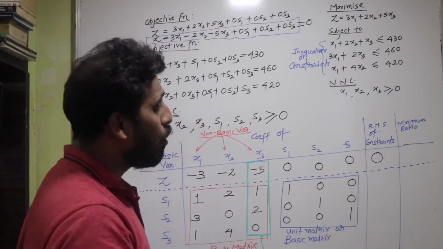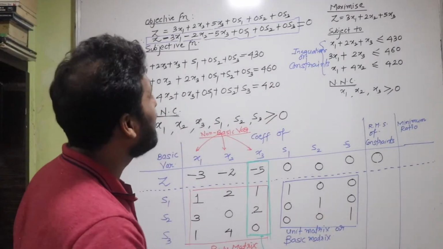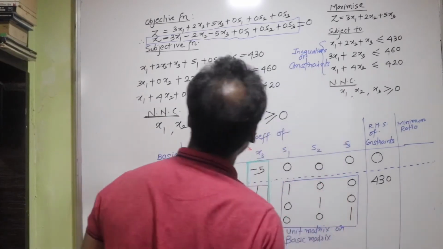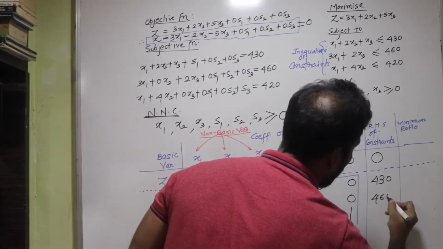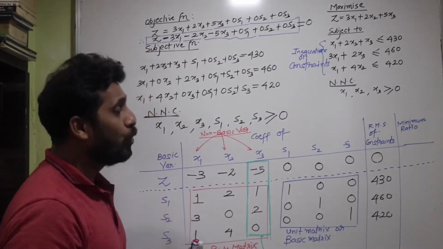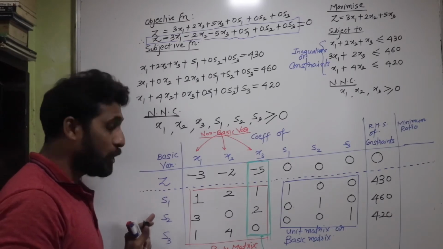Now one thing I forgot is to write the right hand sides. I'm going to write the right hand sides here. So right hand sides of the three constraints were 430, then 460 and 420. So now I'm going to decide who is going to leave from S1, S2 and S3.